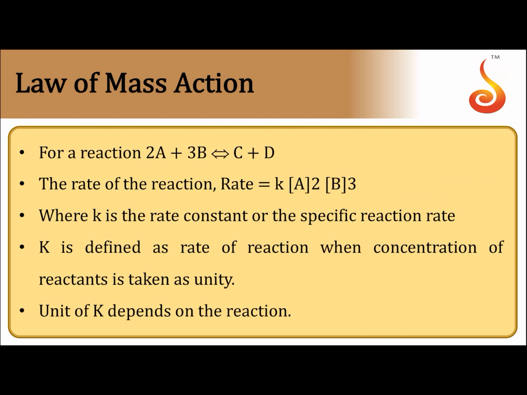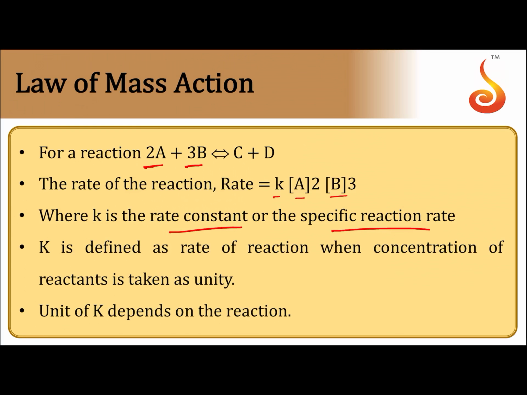Now for a reaction 2A plus 3B giving rise to C plus D, according to the law of mass action, the rate can be given as K into [A] square into [B] cube. These two are the coefficients here, where K is the rate constant or the specific rate of reaction.